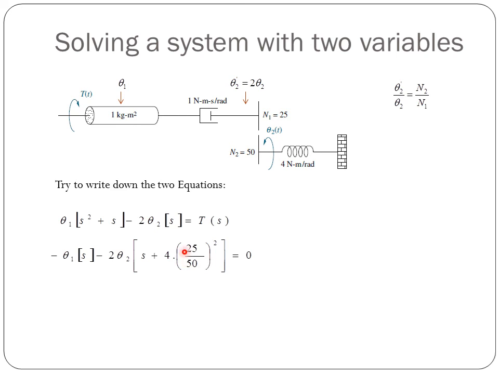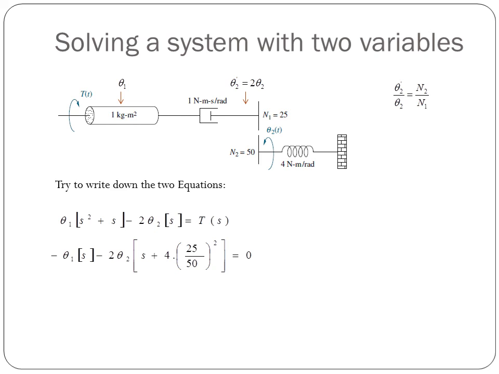How does it come here? Because we need to transfer this spring from the right side of the gear to the left side of the gear. So we need to multiply it with 25 by 50 whole square, right? In this way we transfer the spring to the left side, and then it should be included as an impedance with 2 theta 2 or theta 2 dash. So the total impedance is s plus 4 into half a square. Okay, so we put them together with 2 theta 2 is equal to 0.